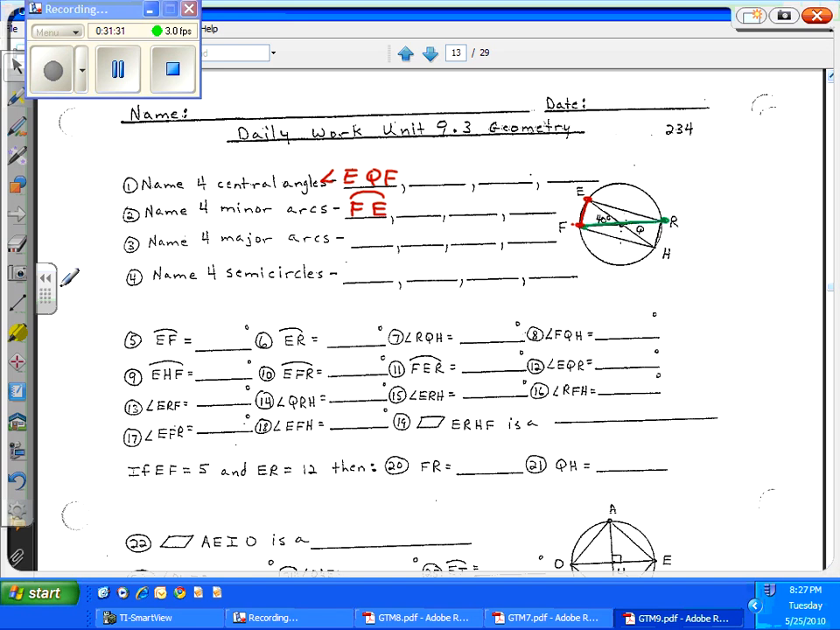Now, if arc FE is a minor arc, that means that there's a major arc that goes from F to E the long way around. But we have to name it by 3 letters. When we go the long way around, we run into H and we run into R. You can use either of those two to put in the middle. I'm just going to use H. And so if arc FE is a minor arc, then arc FHE is a major arc. Okay?